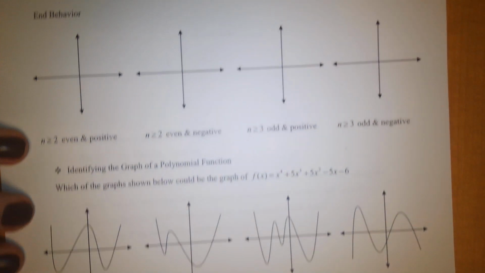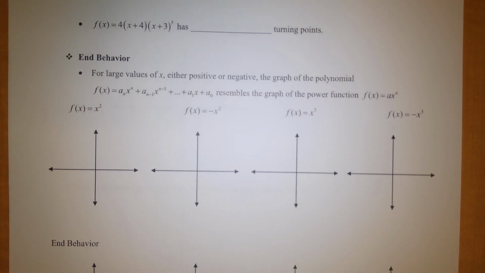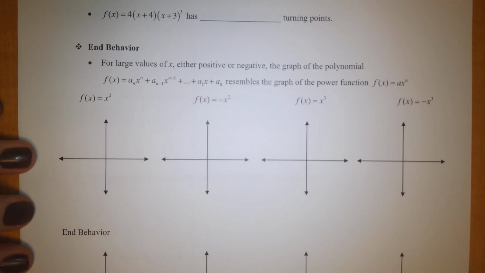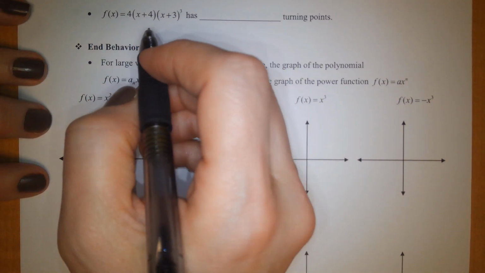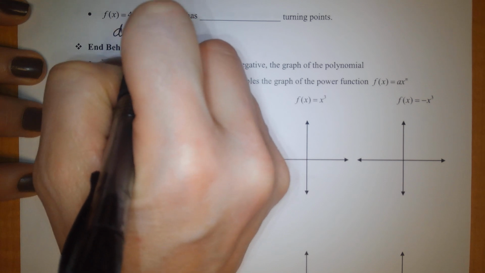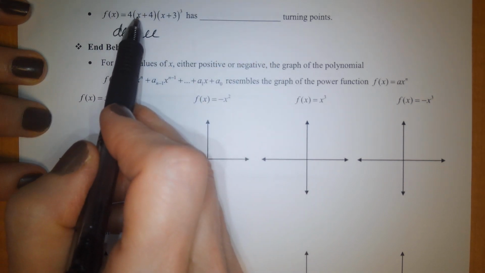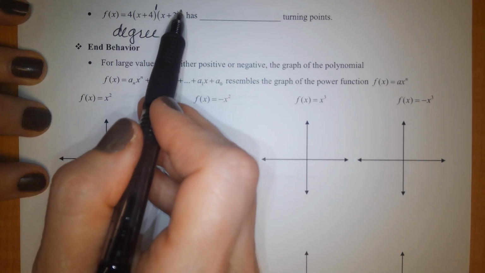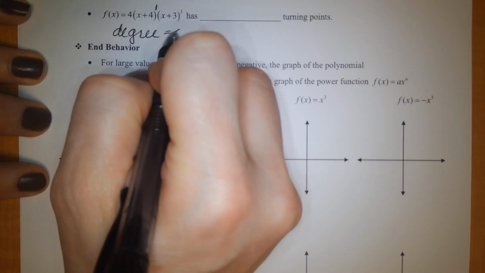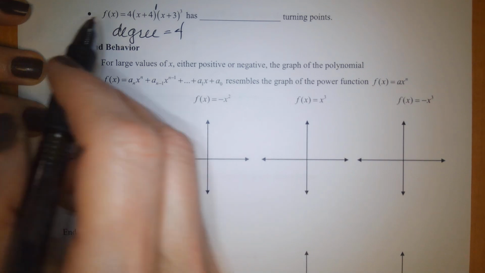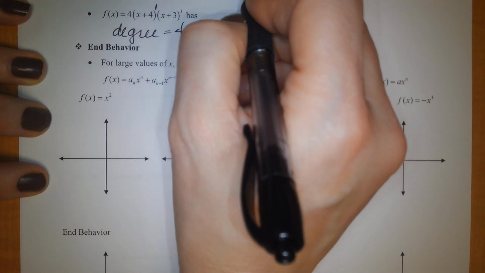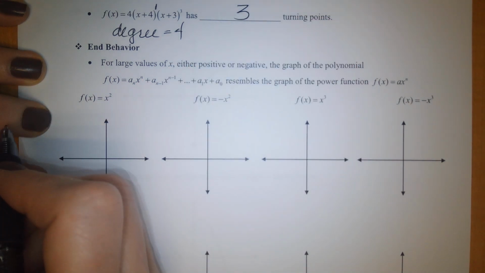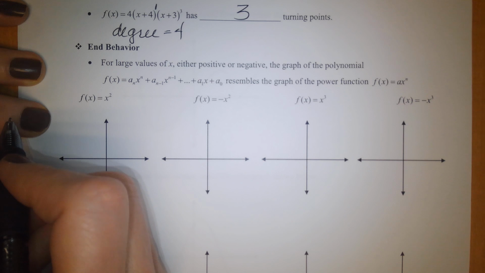So let's explain how this all works together. Here I've got a function, and I want to know how many turning points it has. Well, let's first discuss what the degree of this polynomial is. Here this x has a multiplicity of 1. This x has a multiplicity of 3. So total, the degree is 4. So n minus 1 is 4 minus 1, which is 3. So it could have up to 3 turning points.